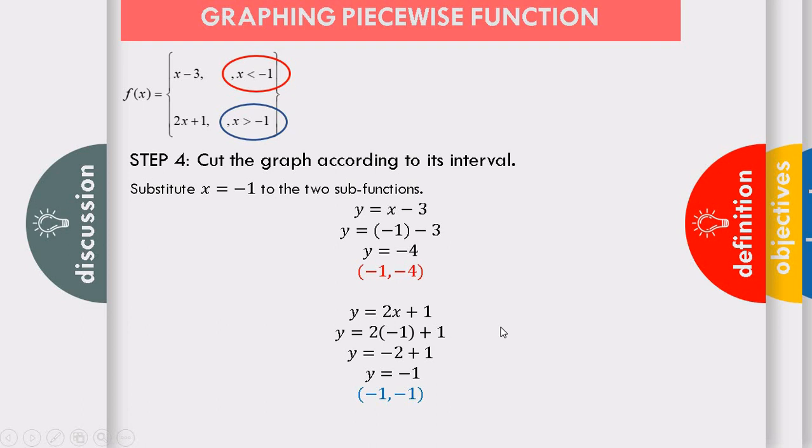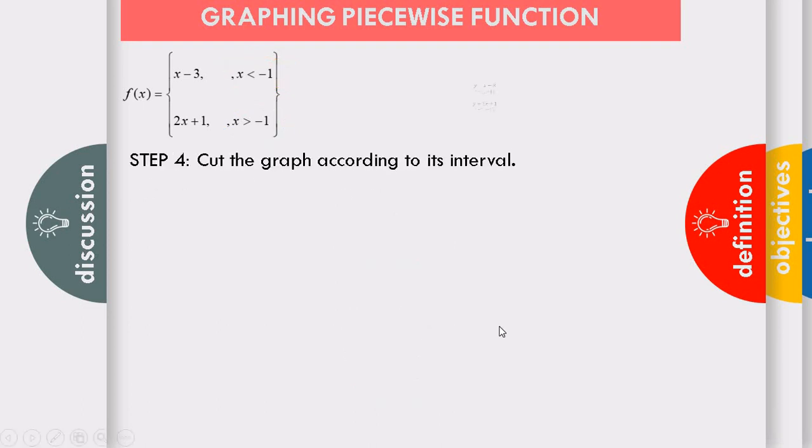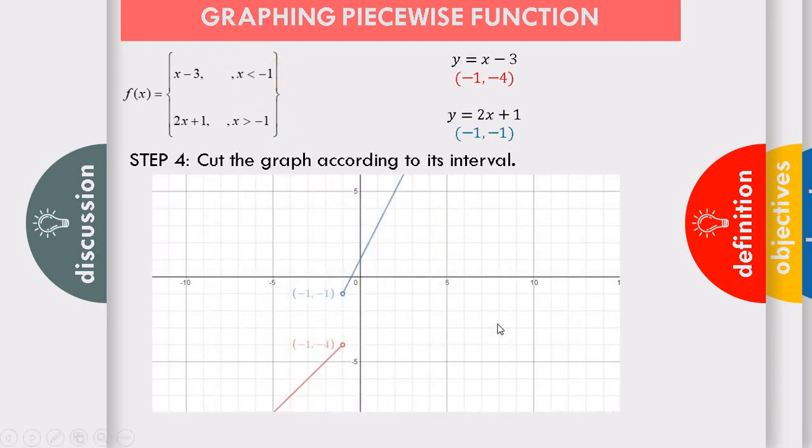So let's do this. This is now the graph. The first subfunction, since x is less than negative 1, we cut at (negative 1, negative 4), and for the second, (negative 1, negative 1). So it looks like that. Okay, so next, we need to find the domain and range of this graph.